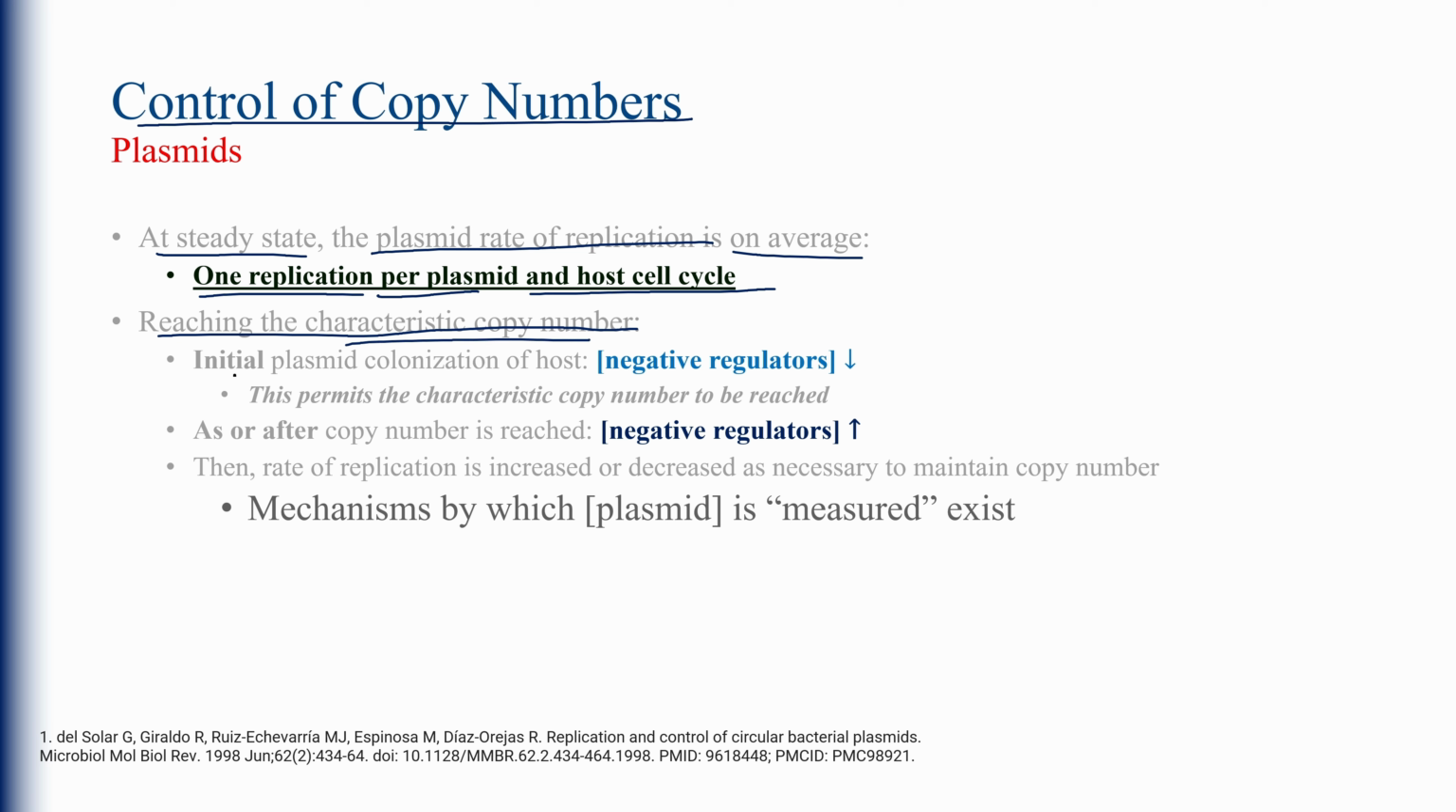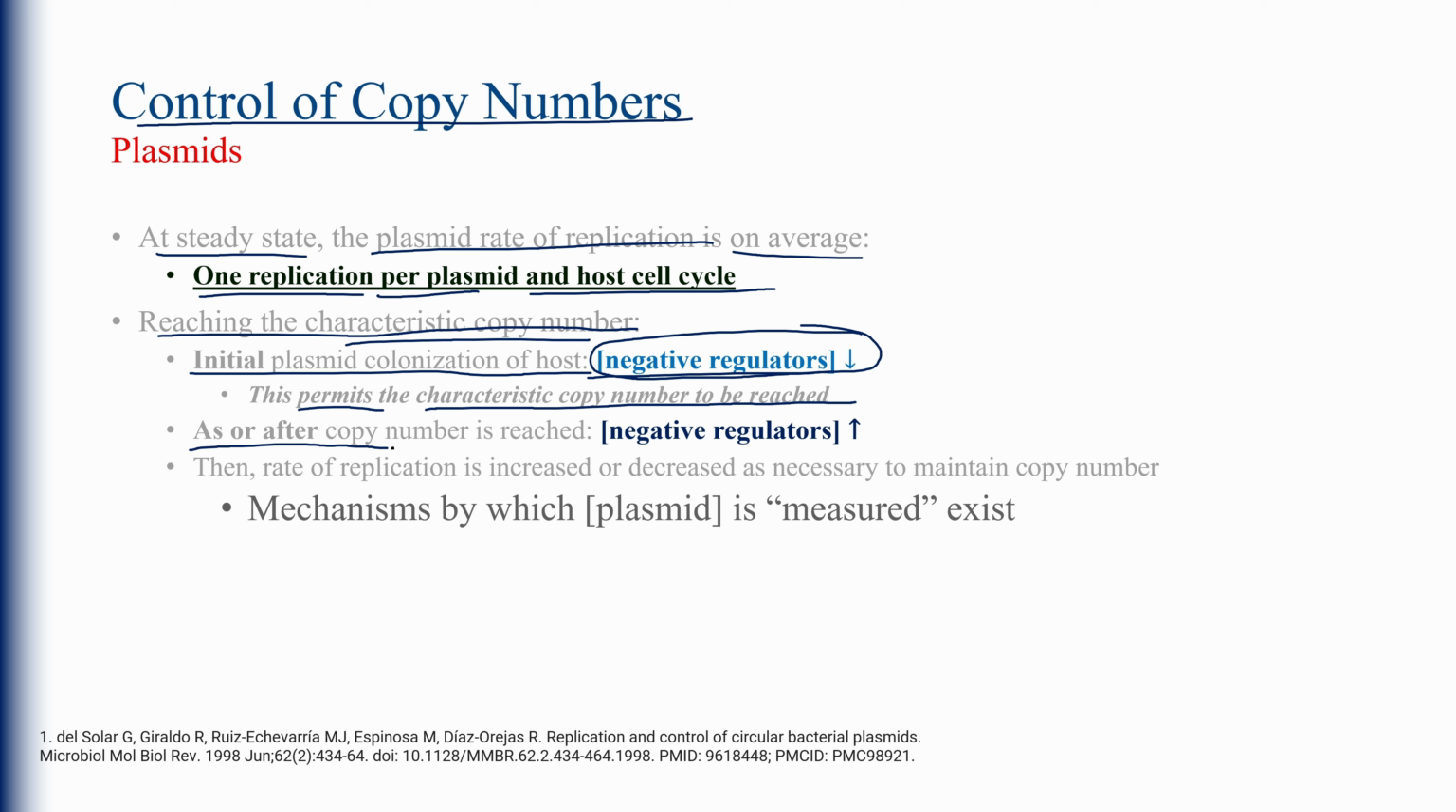So one way to think of this is basically as follows. When you have the initial plasmid colonization of the host, you have a decreased concentration of the negative regulators. And because you have less of those negative regulators, that permits the characteristic copy number to be reached. In other words, you're not hindering the replication of the plasmids, and you're allowing those plasmids to replicate to reach that characteristic copy number.